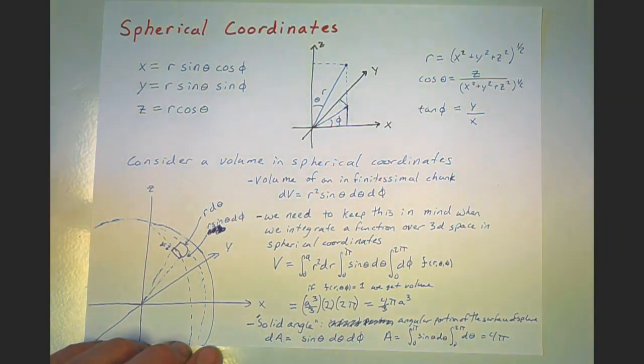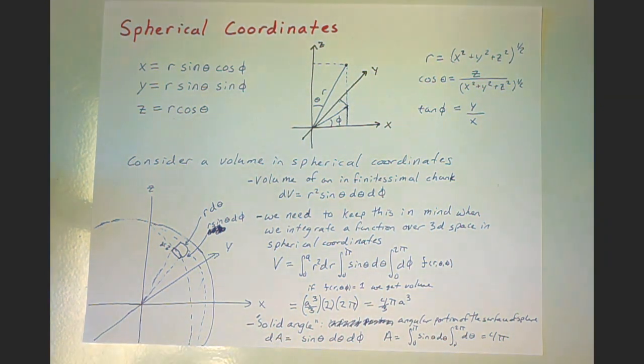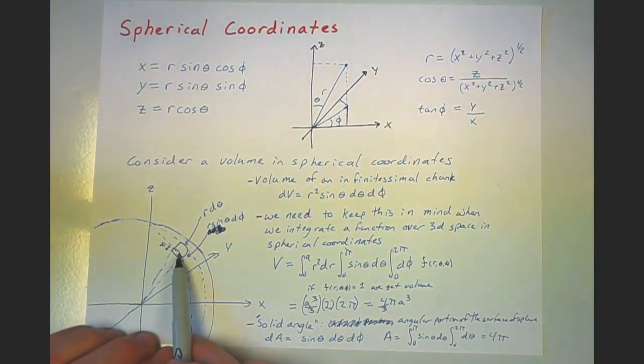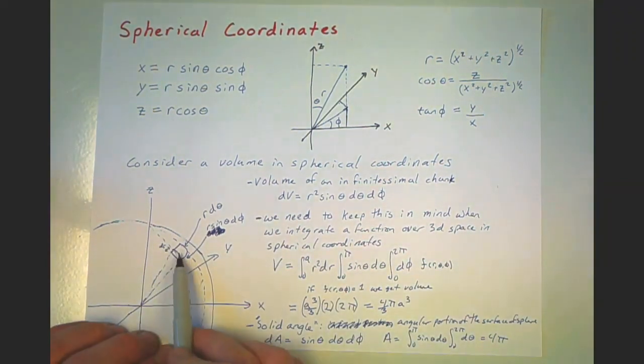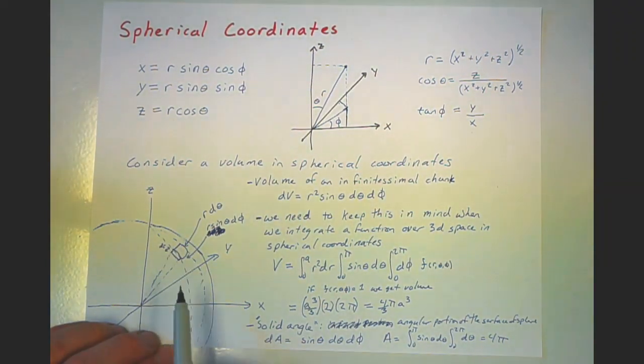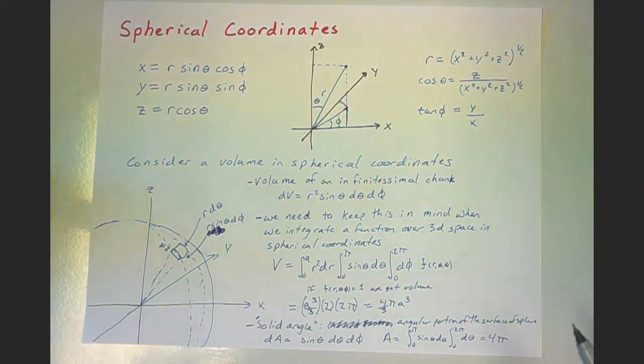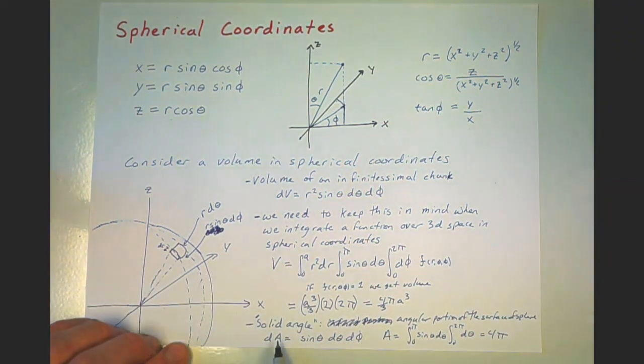And the last thing that I want to introduce, just because it's important to note here, is the concept of a solid angle. And we can think of the solid angle as sort of the angular portion of the surface of a sphere. And this is sort of the area of the sphere, we're just considering the area here rather than the total volume. So that infinitesimal area on the surface of the sphere is given by sine theta d theta d phi.